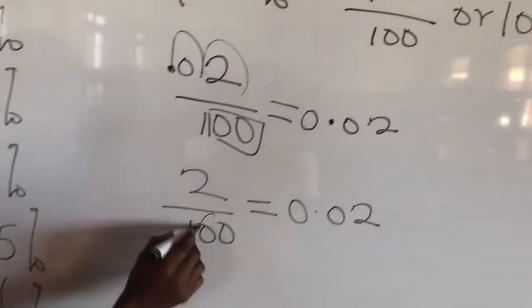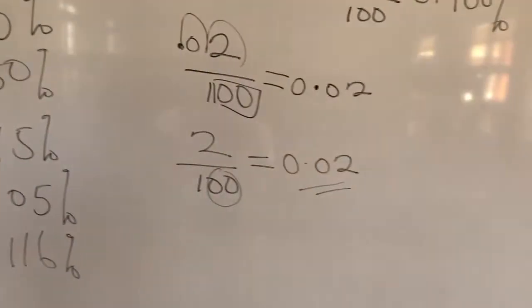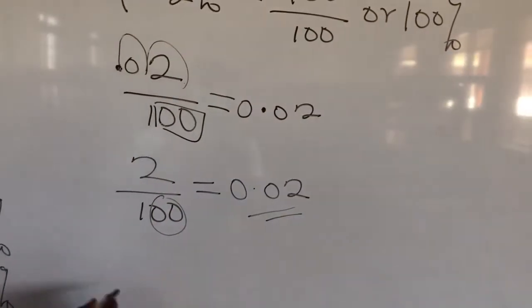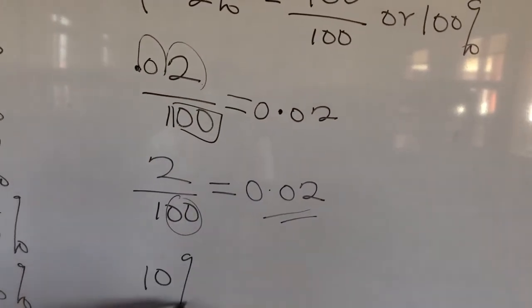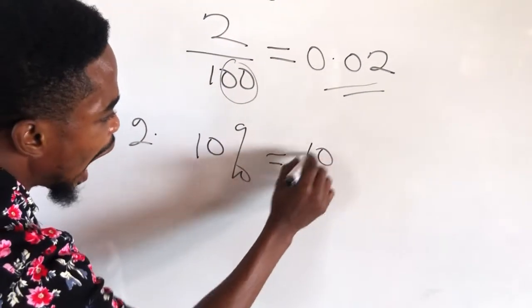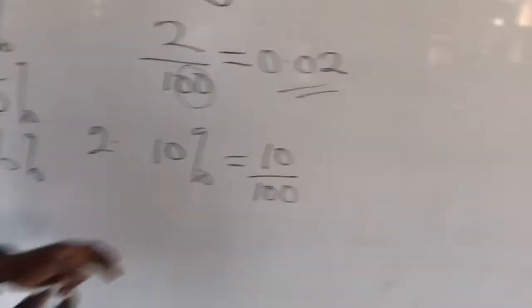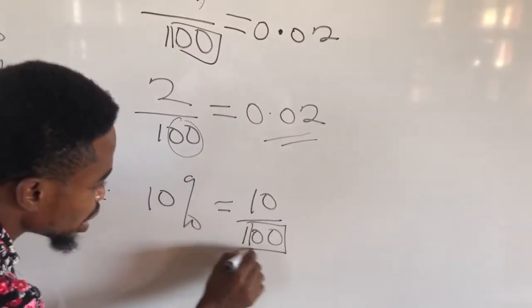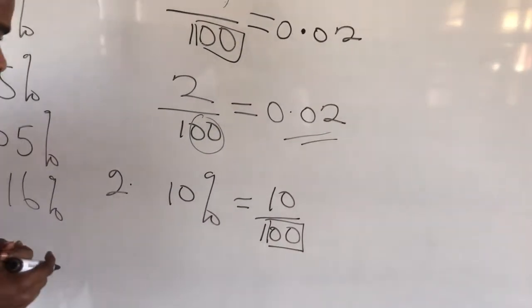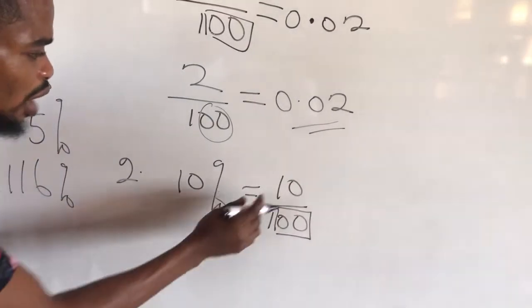0.02, because we count the 2 zeros. So this is our final answer. Now we're looking at question number 2, which is 10%. Question number 2 can be written as 10 out of 100. Now we are going to consider the 2 zeros here, and the 1 here is not necessary, as I've said earlier. So the 2 zeros here, we are going to use it to count the what?